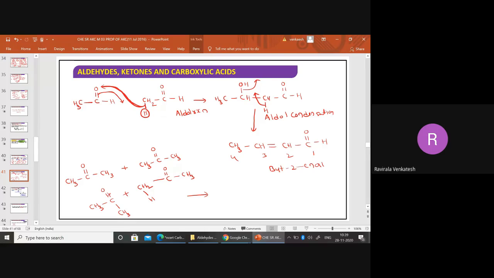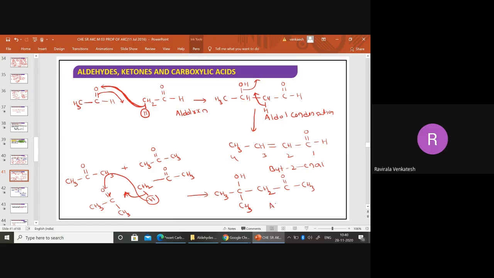Next, what we have to do? Remove the pi bond. Put this hydrogen where? Here. Right? And place this bond here like this. So what are we going to get here? CH3, COH, and then CH3. You are going to get this one: CH2, C double bond O, CH3.